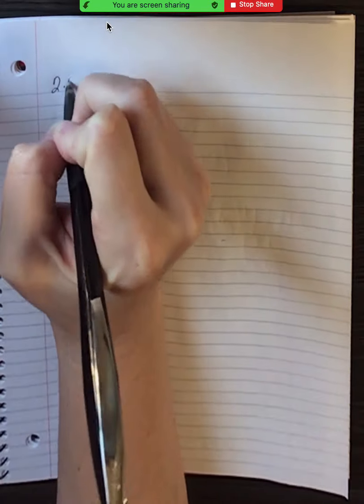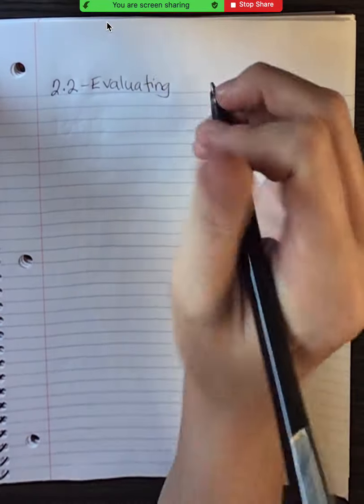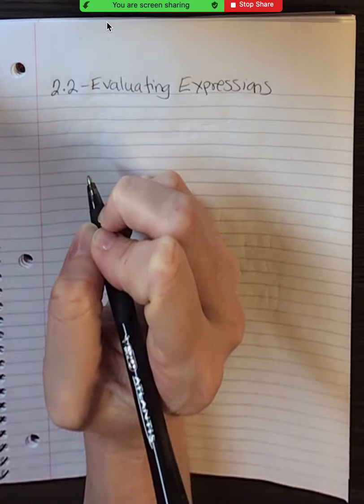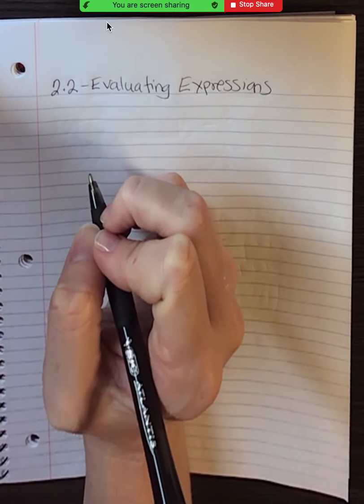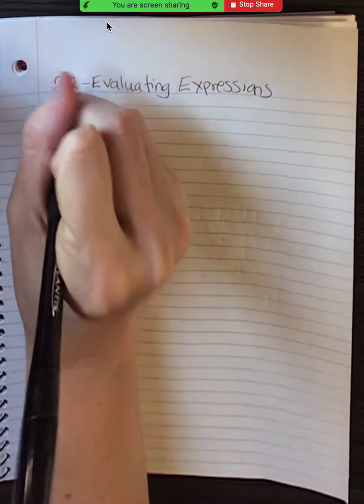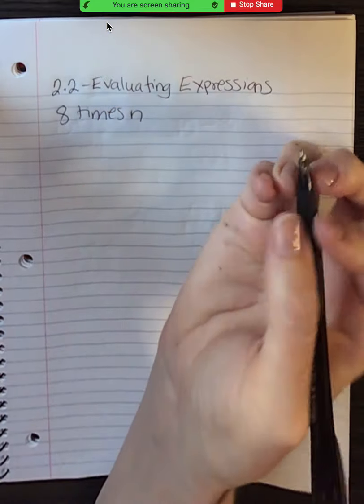All right, pre-algebra 2.2, we are looking at evaluating expressions. Algebraic expressions that have multiplication and division can be written in different ways. Just remember, an algebraic expression is numbers, variables, and operations. So 8 times n is an algebraic expression that we can write different ways.